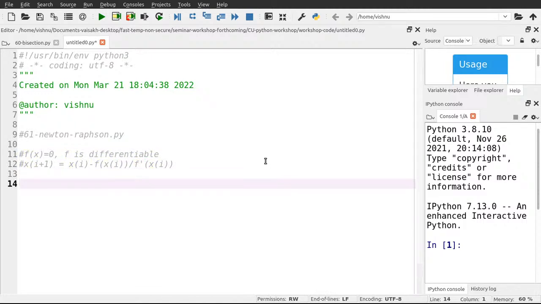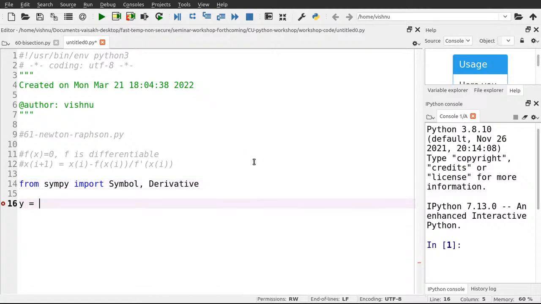Let us take a simple polynomial, for the sake of understanding. Suppose that we call y, instead of f. We need symbol because we want to differentiate, so from sympy, import symbol, and the derivative name was derivative. So two of them imported. Let us try to find the root of x square minus 2, so that an approximate solution is going to be equal to square root of 2. So y is equal to x square minus 2.